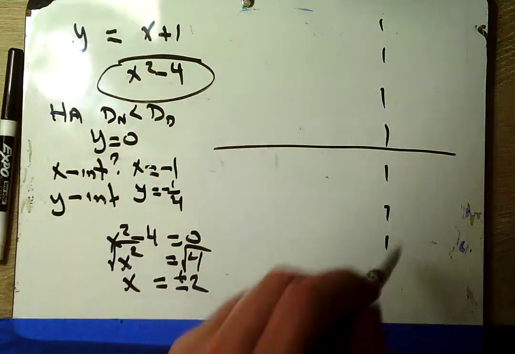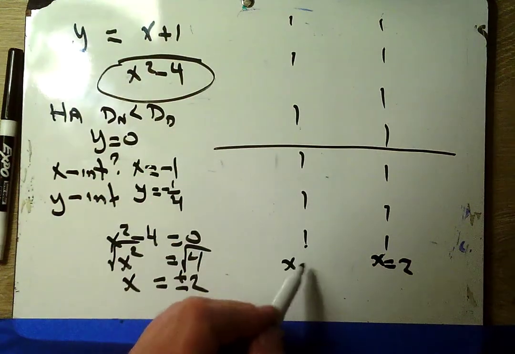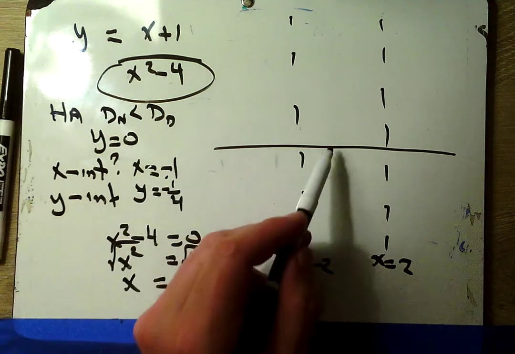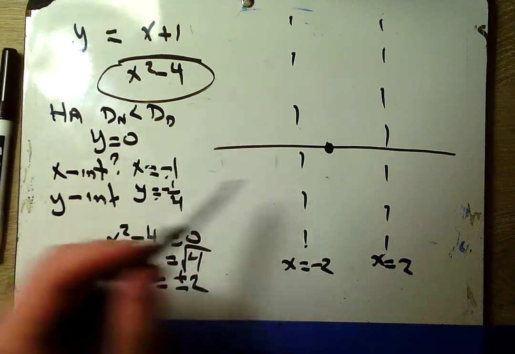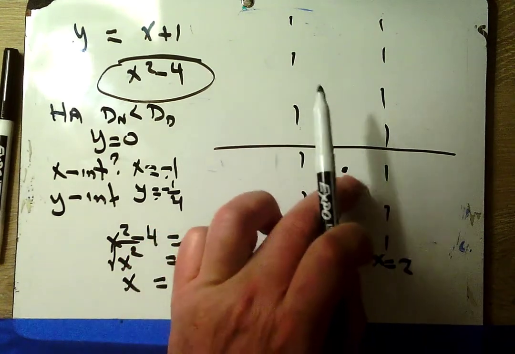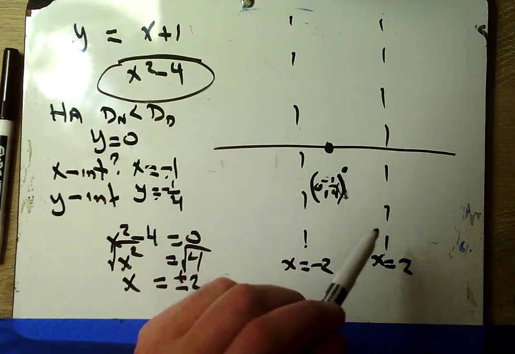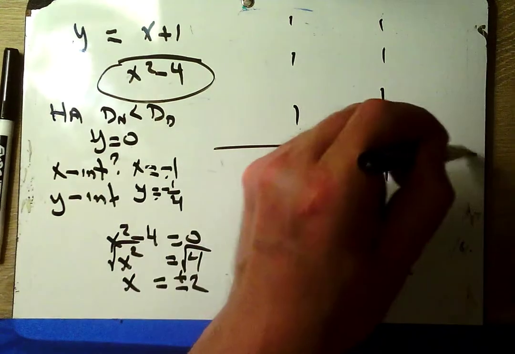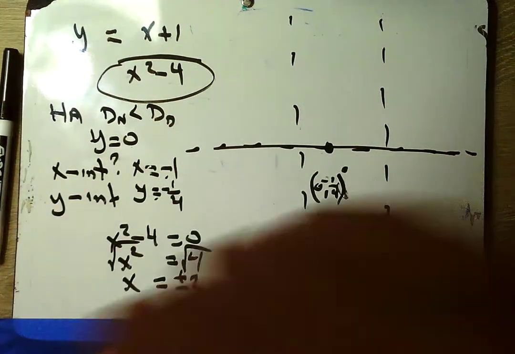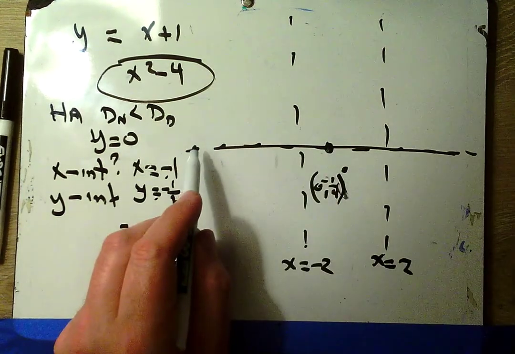We've got a vertical asymptote over here at x equals 2. We've got a vertical asymptote over here at x equals negative 2. We have an x-intercept at negative 1. We have a y-intercept at negative 1/4. Now, and horizontal asymptote y equals 0. Behold, please notice this. See that? That's me crossing a horizontal asymptote.